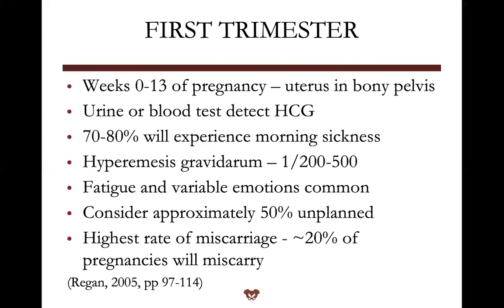First trimester is also going to be the trimester that has the highest rate of miscarriage. So around 20% of pregnancies will miscarry. Many times women won't even know that they're pregnant when they miscarry. They will just start their cycle. Oftentimes the cycle will be a few days off, maybe a few days early or a few days late. And they'll have had a pregnancy and not know it and have miscarried and just started their cycle. So this is something also for us to be mindful of.